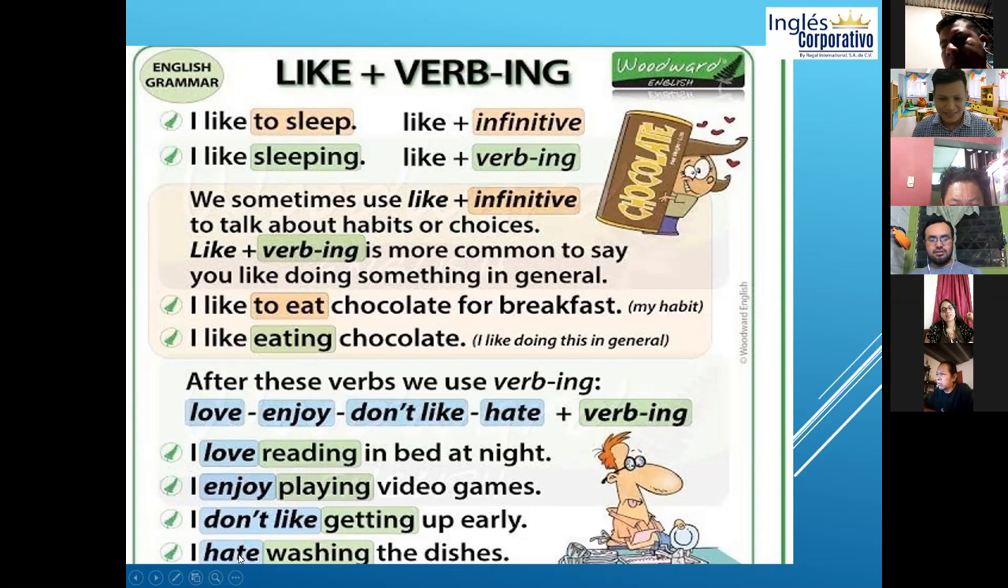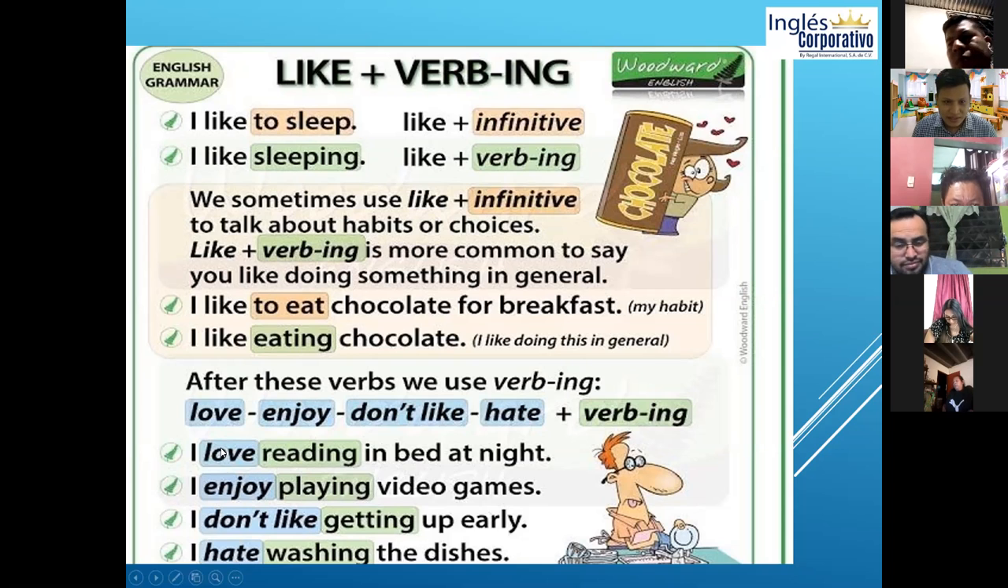Marvin, can you read it, please? I hate washing the dishes. Okay, what does it mean? Sería, yo odio lavar los trastos. Yeah, yeah, really good. Entonces, lavar, no lavando, ¿verdad? Siempre que encontremos love, enjoy, don't like, or hate, or like, vamos a utilizar el verbo que le prosigue con qué. Ajá. Verbo en forma de ing. ING, yes, really good. Entonces, a eso se le va a llamar infinitive, infinitivo. Infinitivo, right? Okay, thank you.